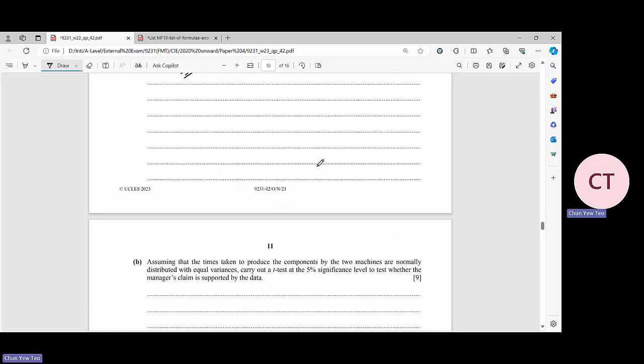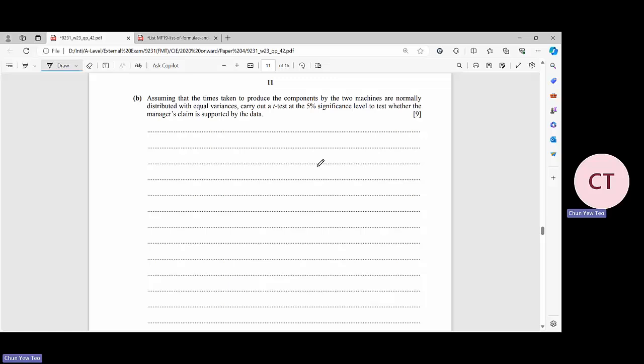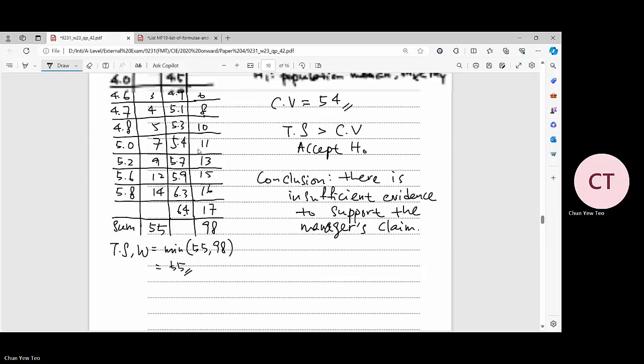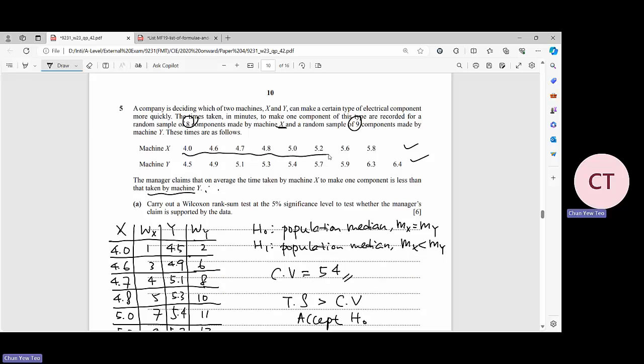Now, we move on to part B. Assuming that the time taken to produce the component by the 2 machines are normally distributed, you can see that when we assume it is normally distributed, we're expecting to have the t-test. Carry out a t-test at 5% significance level to test whether the manager's claim is supported by the data. Since we want to do a t-test, we need to find the sum of the x and the sum of the y. That means I need to total all the values here and add all up. After that, you need to square all of them and add all up to find the sum of the x squared. Same thing happens for the y.